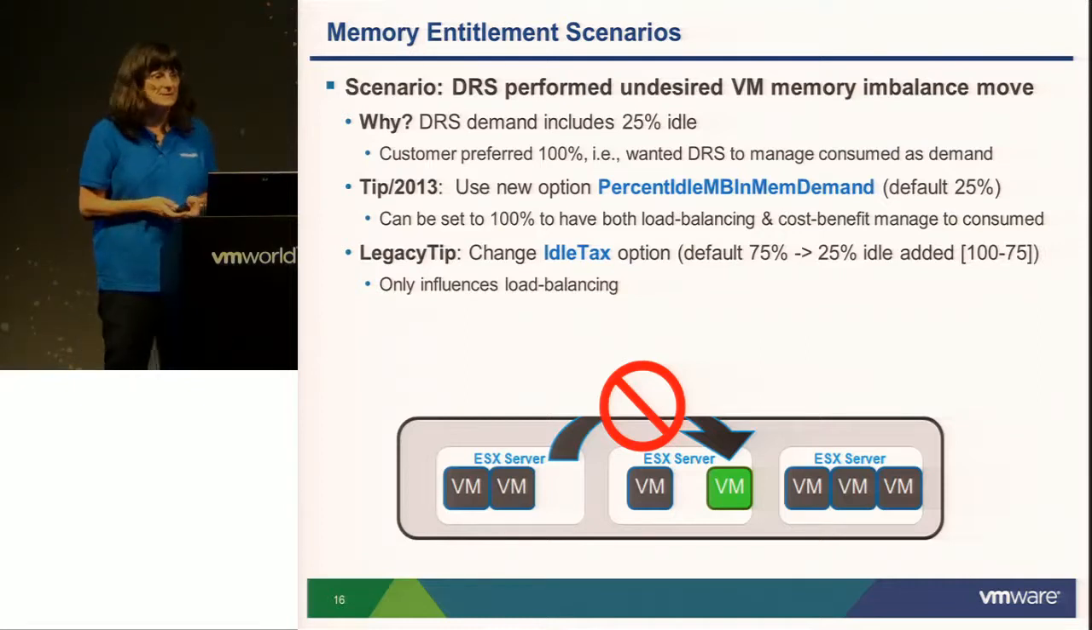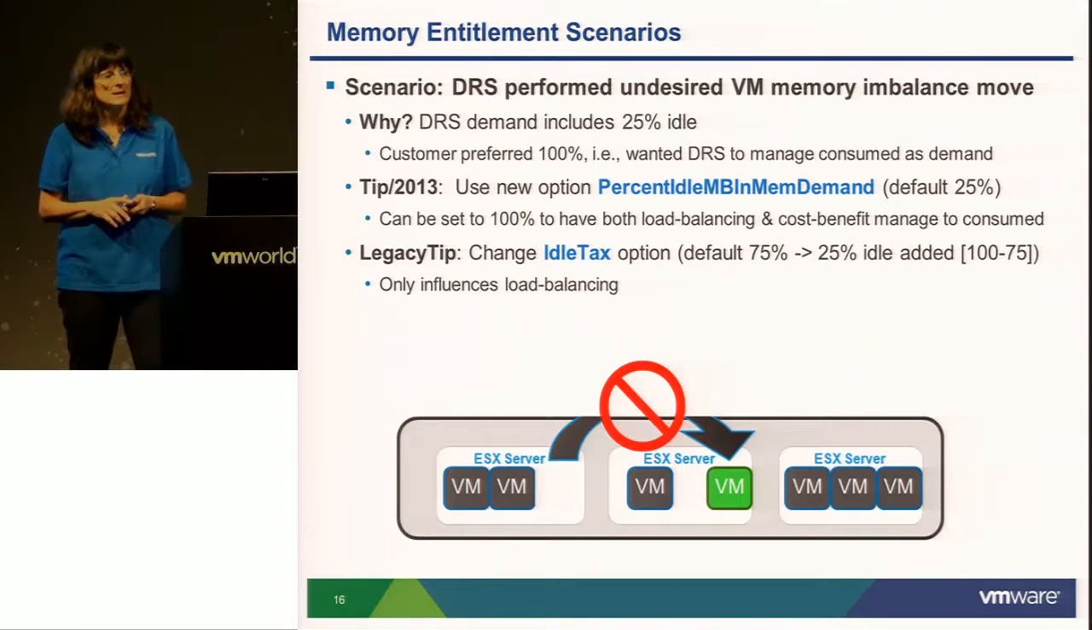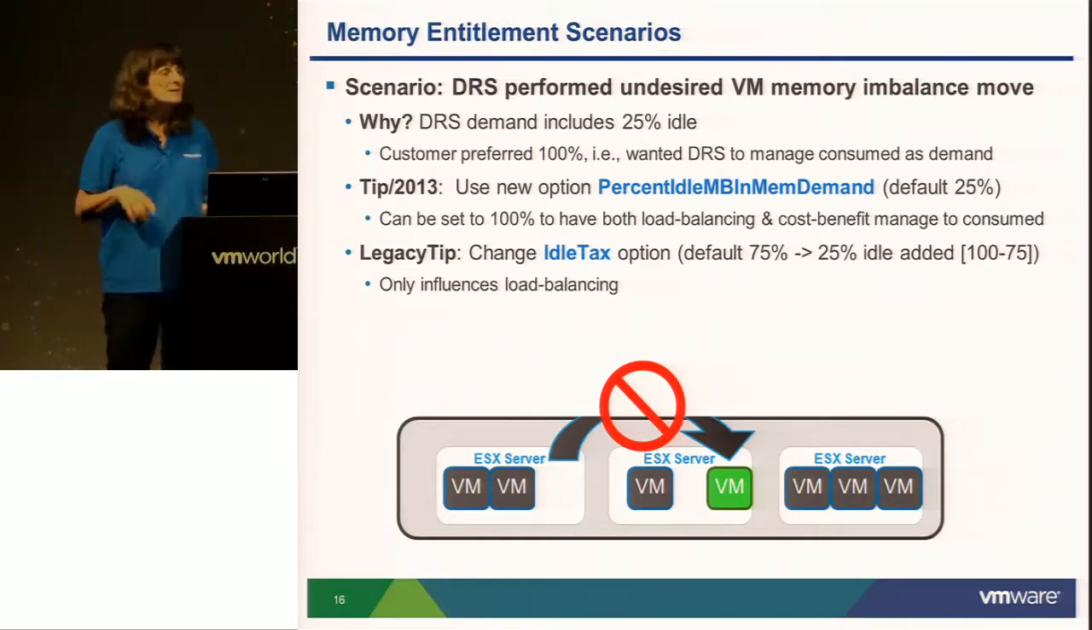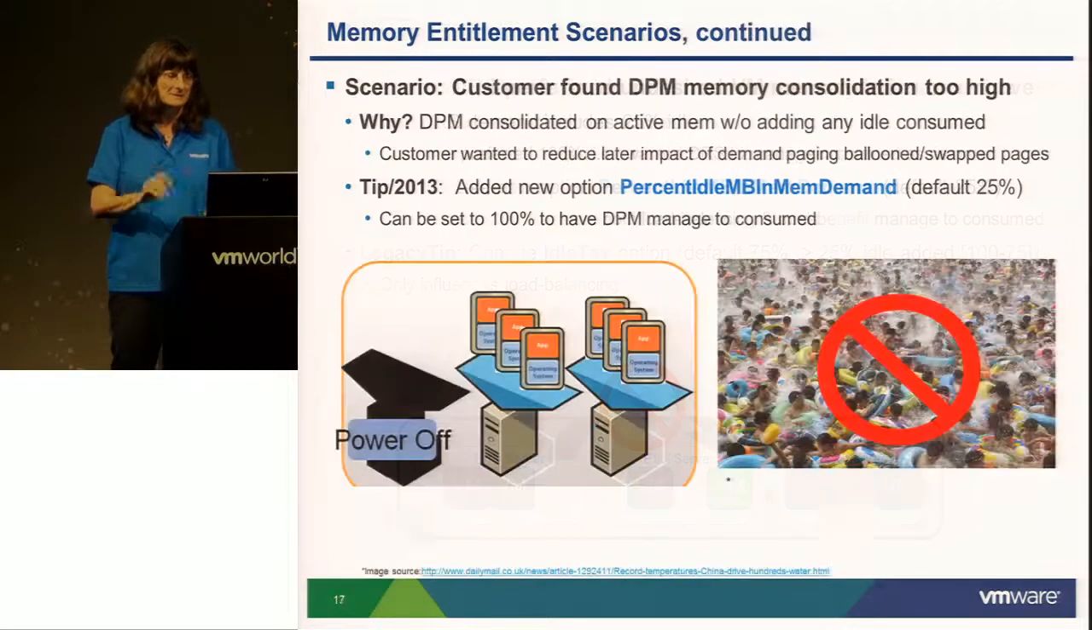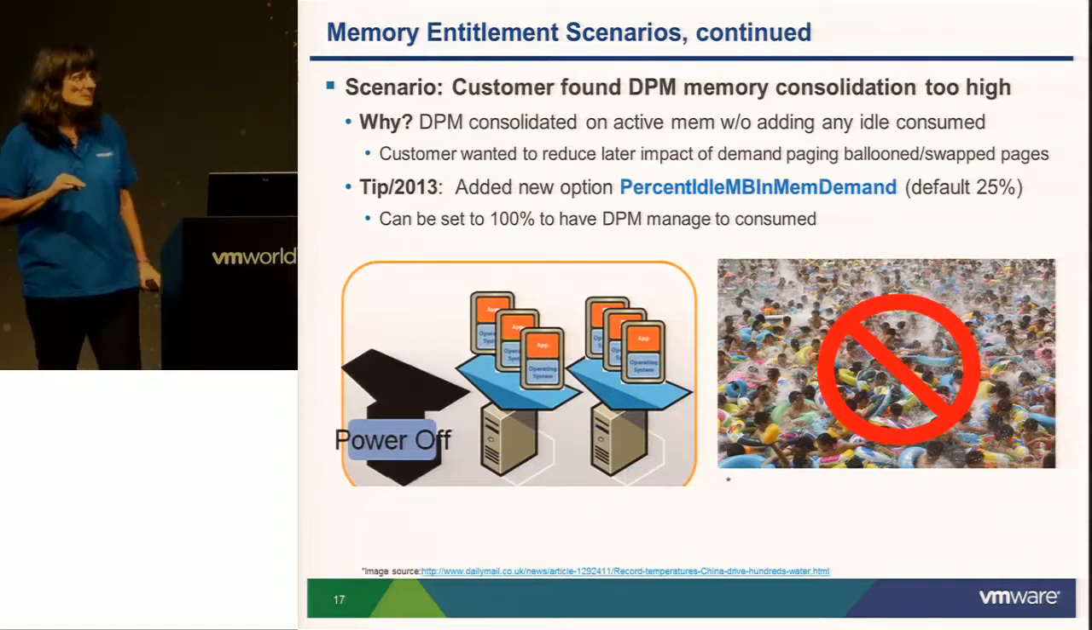Okay. This was problem number 1 where we got an undesirable memory imbalance. Did anybody else have undesirable imbalance moves? Well, yeah, we already know that some of you don't want to manage this way, so this will be good. All right, let's keep on going. Okay, memory entitlement problem number 2. This is related to problem number 1.